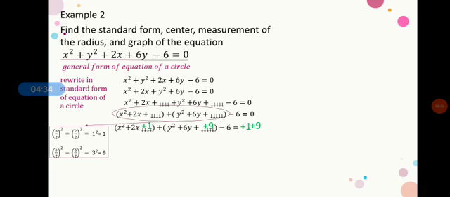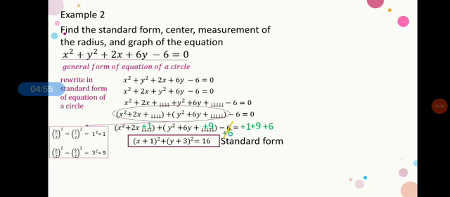So, para ma-eliminate natin si 6, all we have to do is to get its additive inverse. So, plus 6. So, makakancel na or 0 na yung value na yun. And then, expressed as a square of binomial, we have the square of x plus 1 plus the square of y plus 3 is equal to 16. Ayan yung ating standard form.